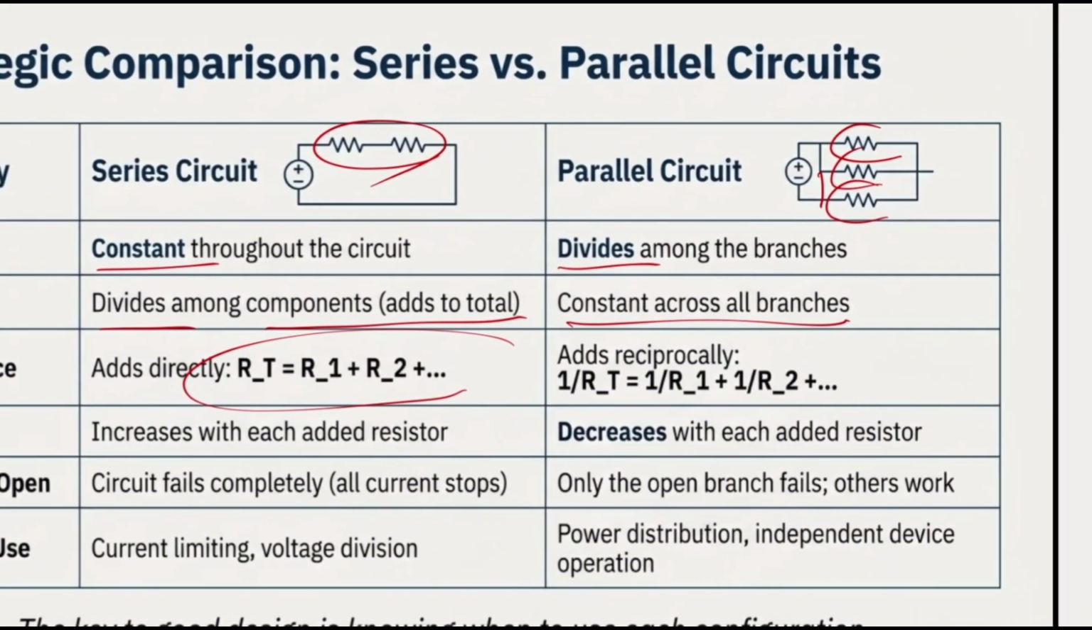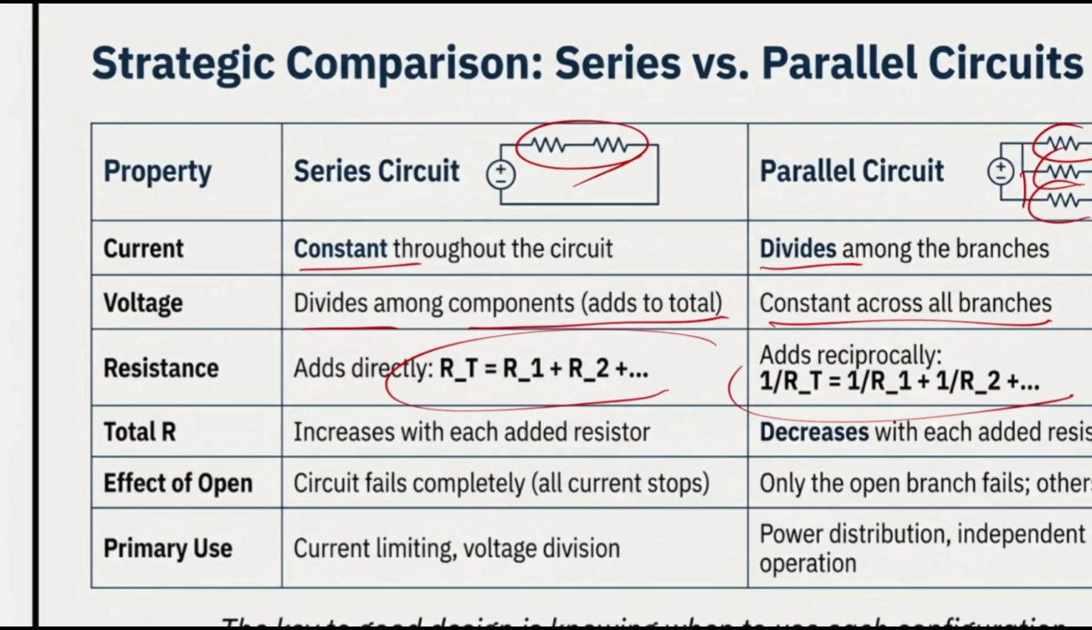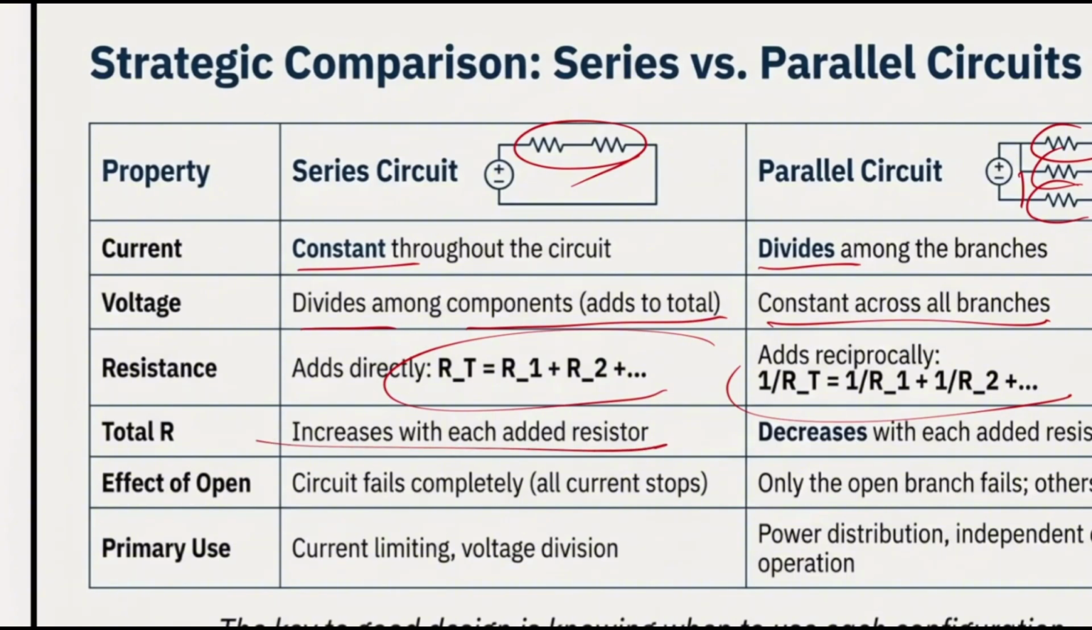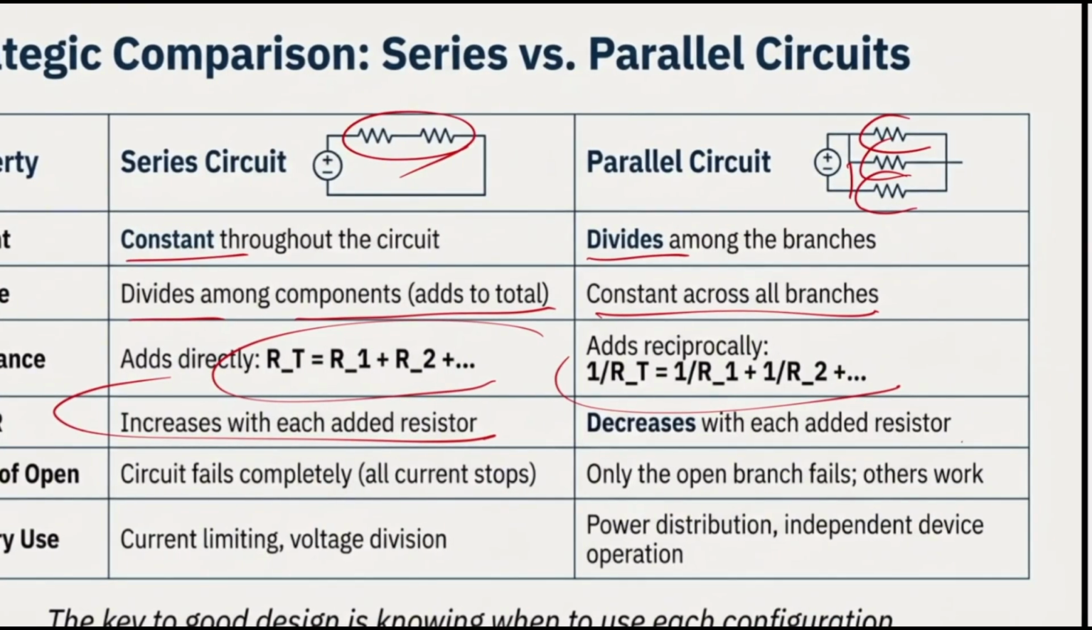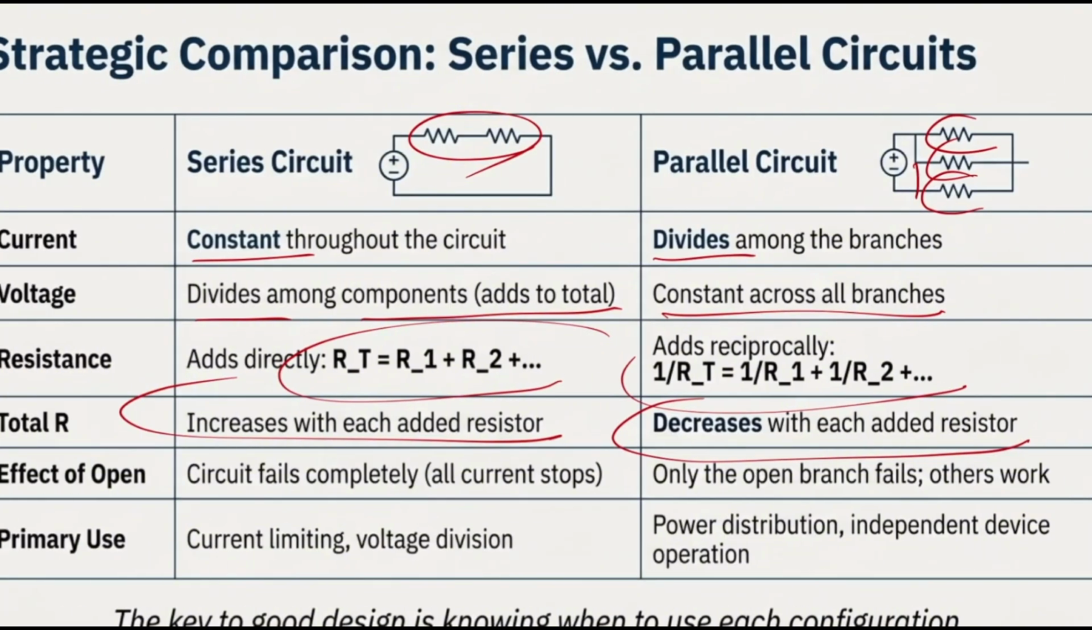that I have. But on the other hand, for the parallel it is going to be a little bit challenging. 1 over RT is 1 over R1 plus 1 over R2. For the total R in series, if you increase each of those resistors, the final value is going to increase as well. But in a parallel situation, if you increase any of them, your total resistance is going to decrease.